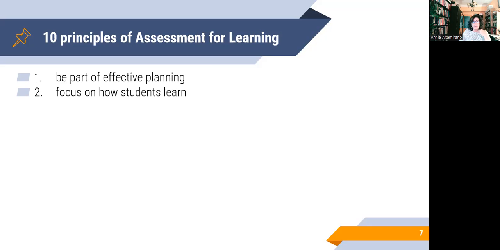It should also focus on how students learn. That is, the process of learning has to be in the minds of both the teacher and the learner. And we have to bear this in mind, not just when we are planning the lesson, but also when the evidence of learning is interpreted. Learners should also be aware of the how of their learning, as well as of the what they are learning.